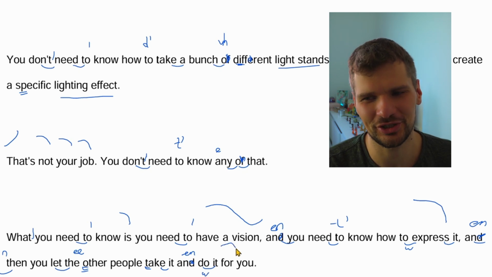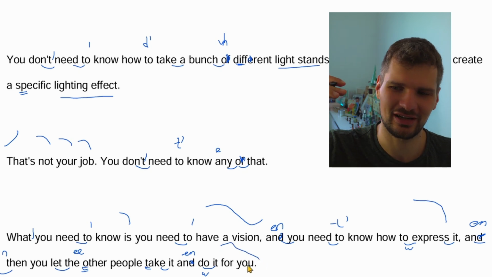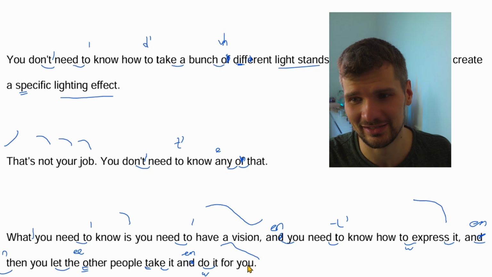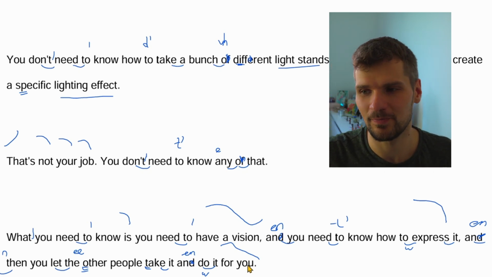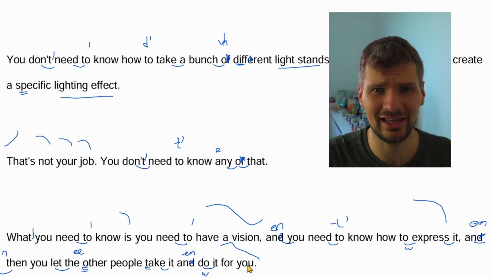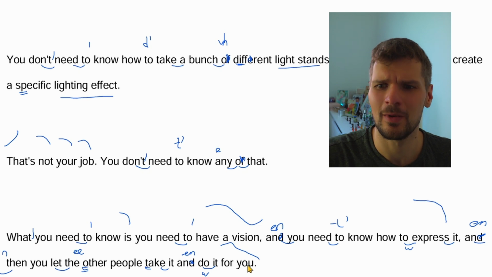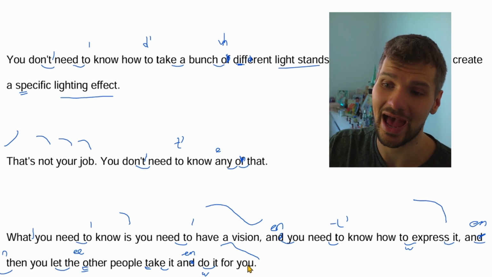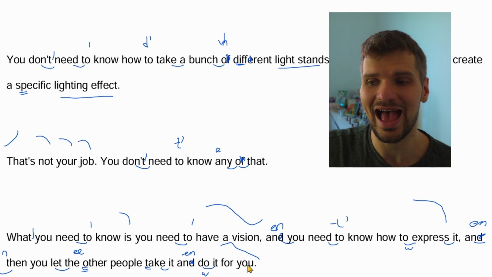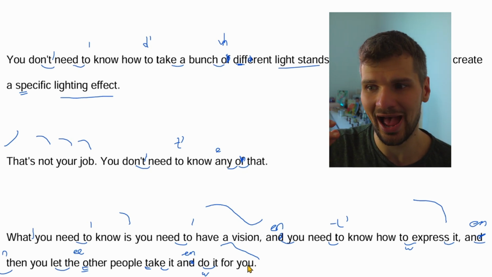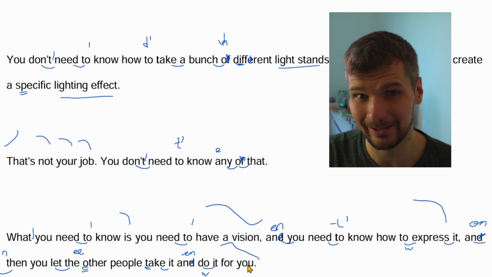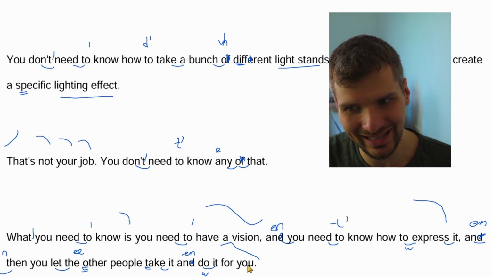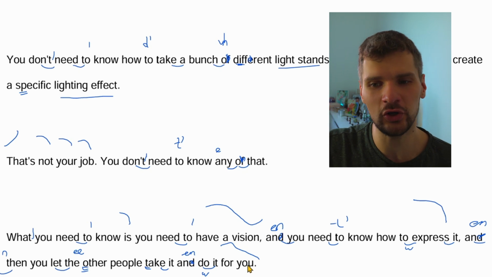Rise in intonation, and then we fall, so the voice goes down because we're finishing the sentence. Do it for you. So there's a lot of linking. Let's try together. What you need to know is you need to have a vision, and you need to know how to express it. And then you let the other people take it and do it for you.